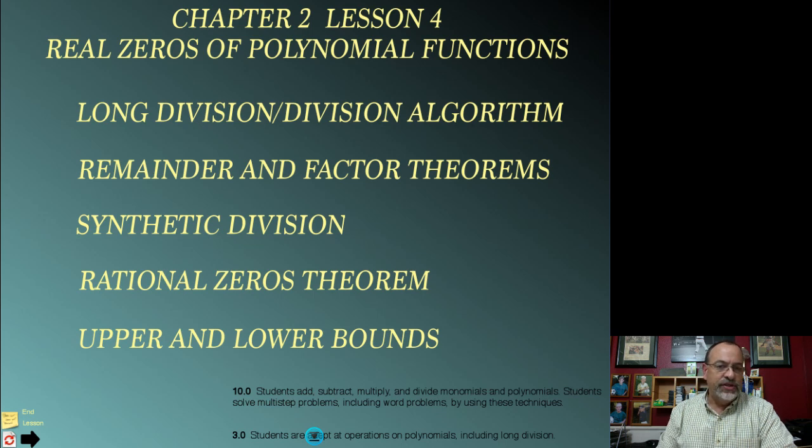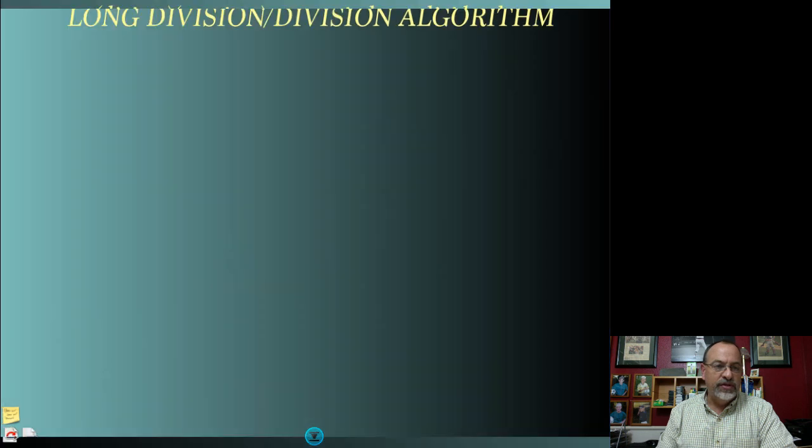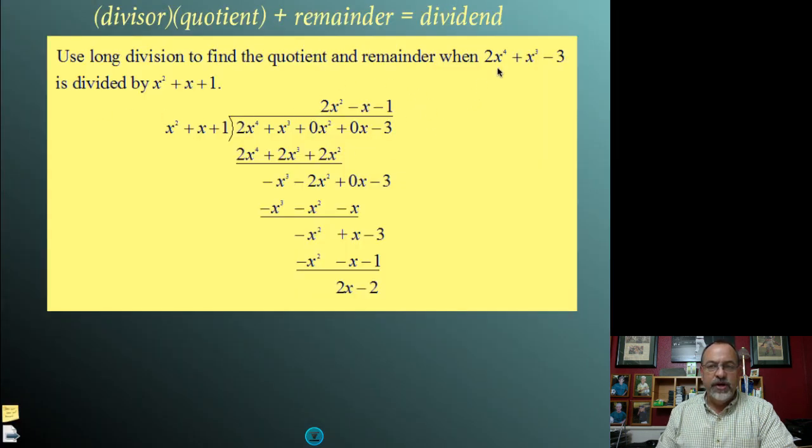You remember from last year we took a look at long division, and I'll just show you what we did last year. If we wanted to divide 2x to the fourth plus x cubed minus 3 by x squared plus x plus 1, we'd set up our division problem. Notice here that we have placeholders for x squared and x. That's going to be very important, especially when we're doing synthetic division. Whatever exponent you start with, you must have an exponent or a placeholder for each exponent in descending order all the way down through the constant.